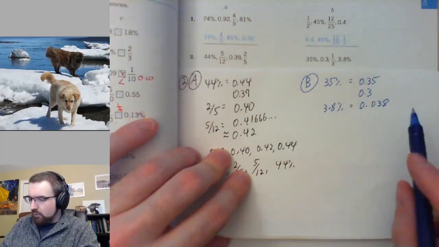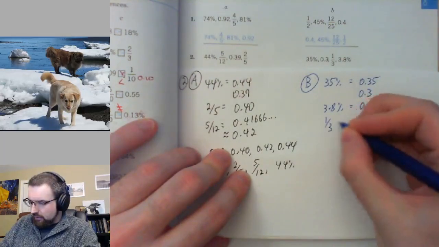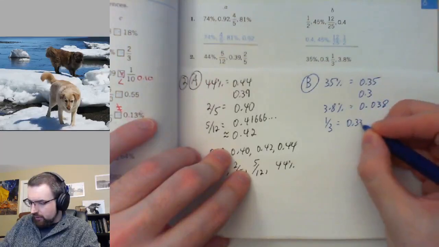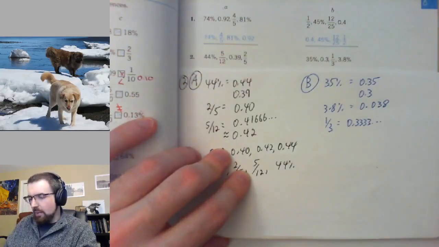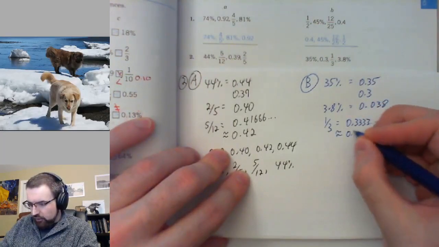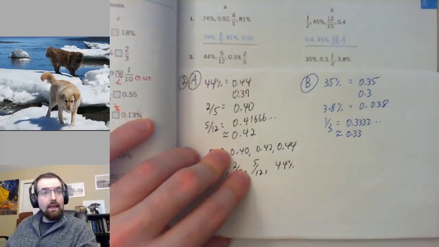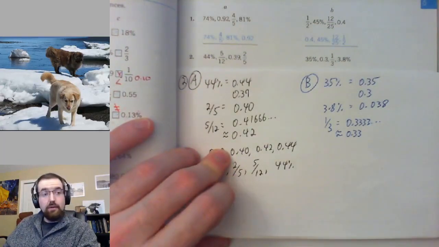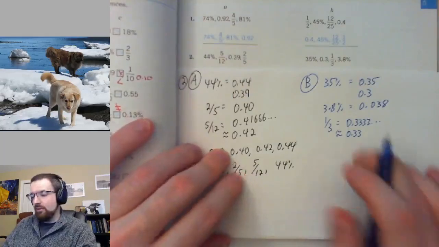And now this last one is 1 over 3. Well, I know 1 over 3 is 0.3333 and repeating, but I'm going to say that's approximately 0.33. It's not exact, but it's close enough for our purposes here.